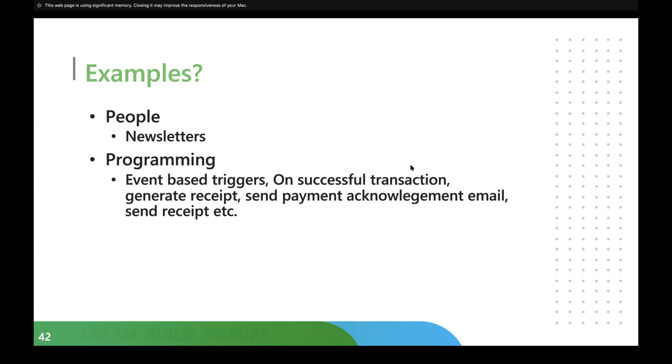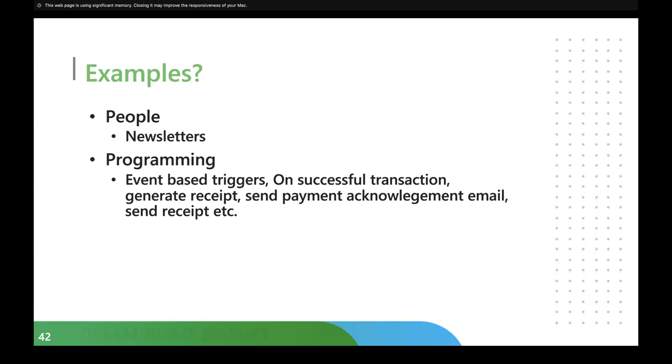And we need just a way so that all these objects would know whenever there was a successful transaction. So basically, this transaction object is going to be an observable to which these methods, the method which will generate a receipt, which will send an acknowledgement email, and which will send a receipt, can subscribe. And once there is any change, like a successful transaction, they can just do their own thing, right? So there can be many examples, but this is a simple one which we can relate to, right?